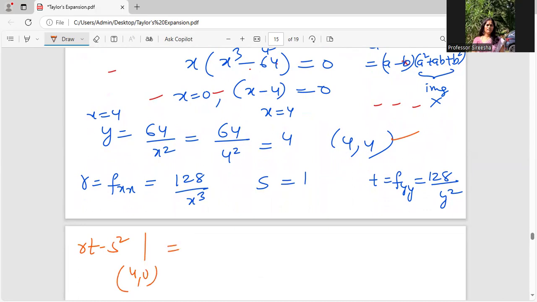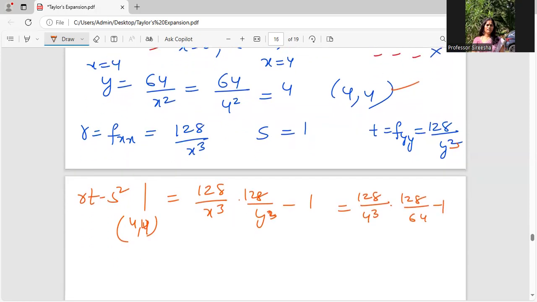Okay. Now, RT is what? 128 by x cube into 128 by y cube, minus S squared would be 1. This also is y cube, not y squared. I'll be substituting the point 4 comma 4. X is 4, y is 4. So 128 by 4 cube would be 64. 128 by 4 cube would be again 64, minus 1.